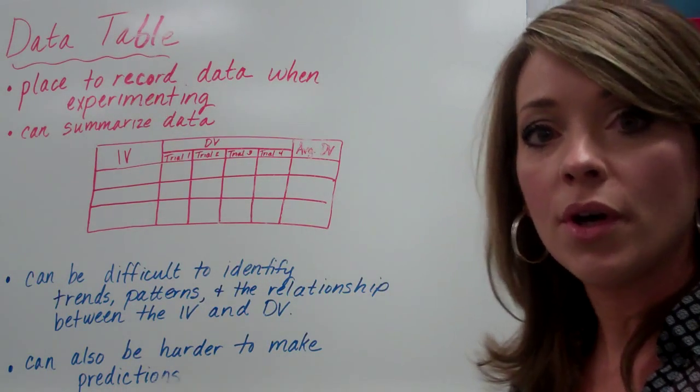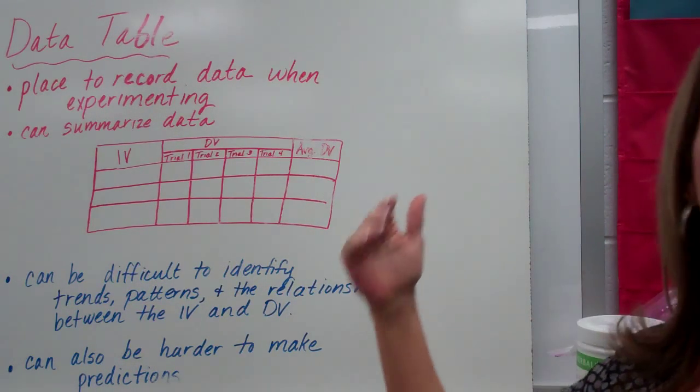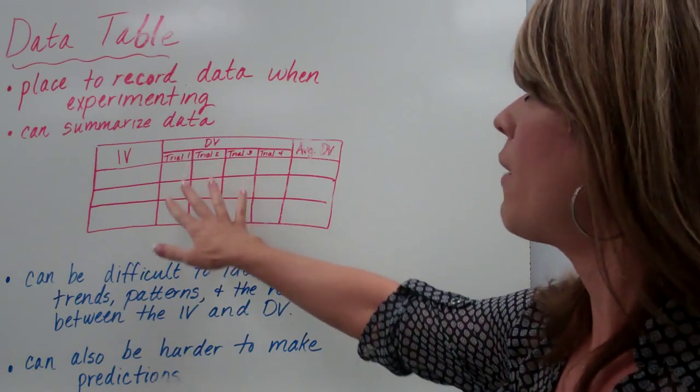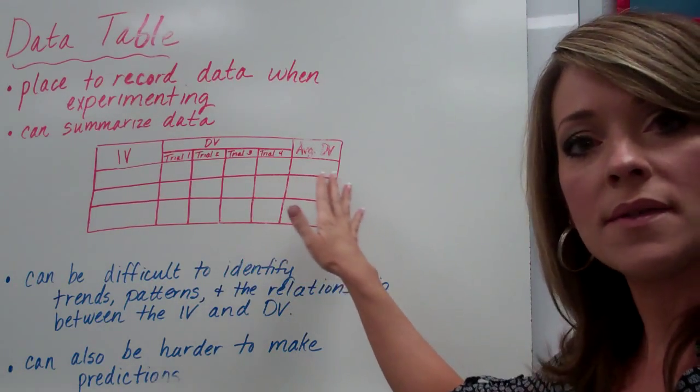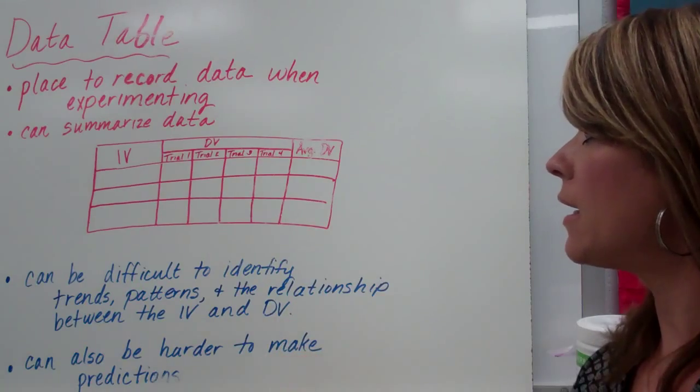So data tables are good. They give you a place to record your data whenever you're experimenting. You have a place for all of your trials. You have some place where you can summarize your data.